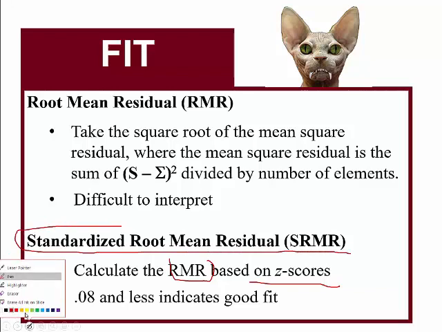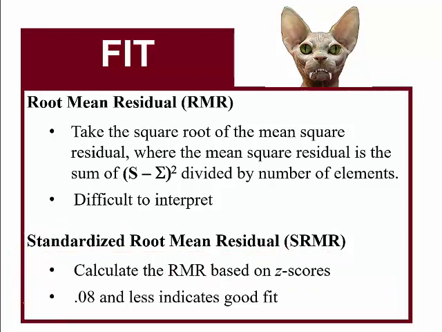And this is something we can interpret, and I can give you some guidelines about what might represent a good fit or a bad fit. The one guideline I'm going to give you here is we're going to say that if your standardized root mean residual is 0.08 or less, that indicates a good fit. And if it's greater than 0.08, we're going to call that a poor fit.